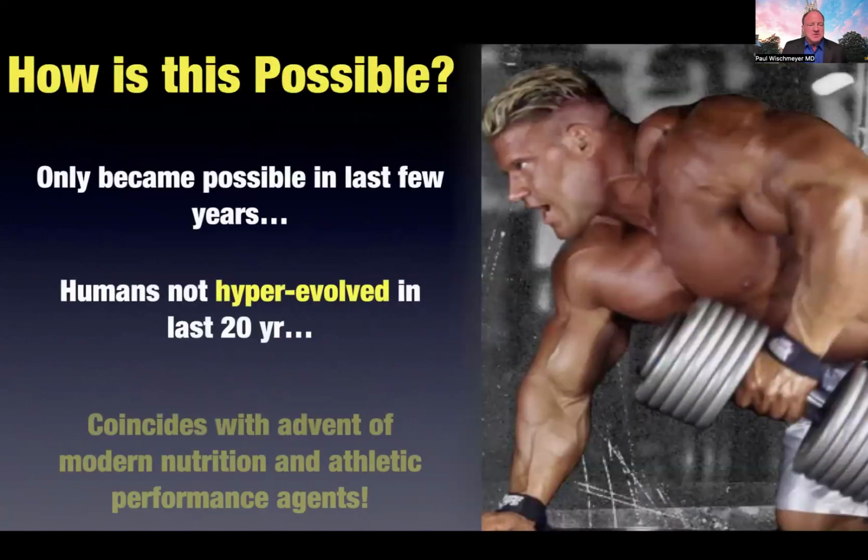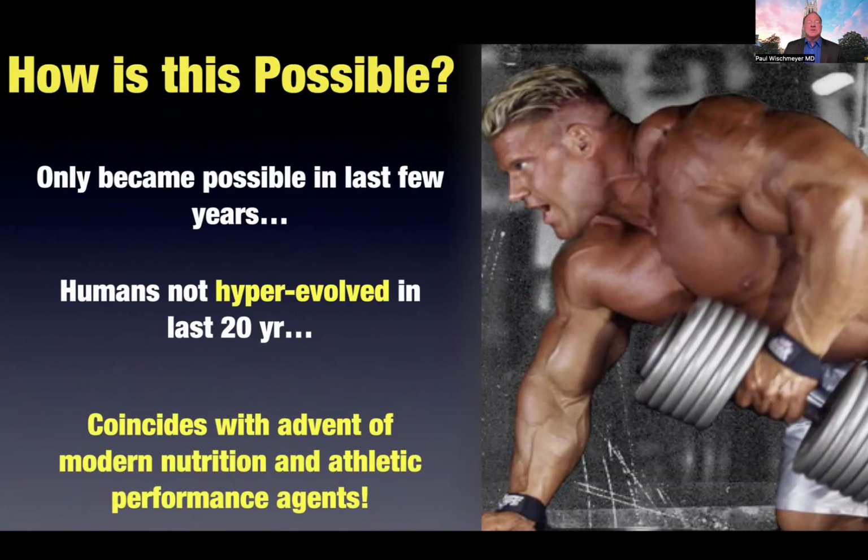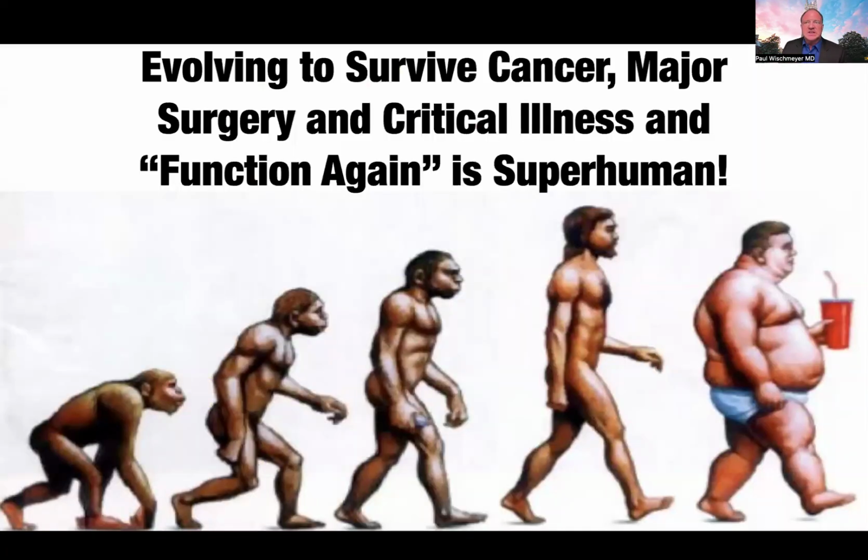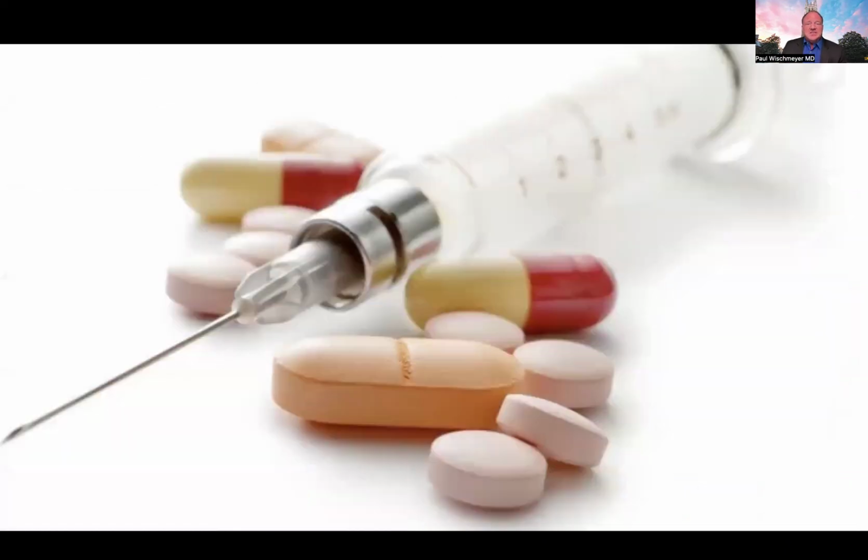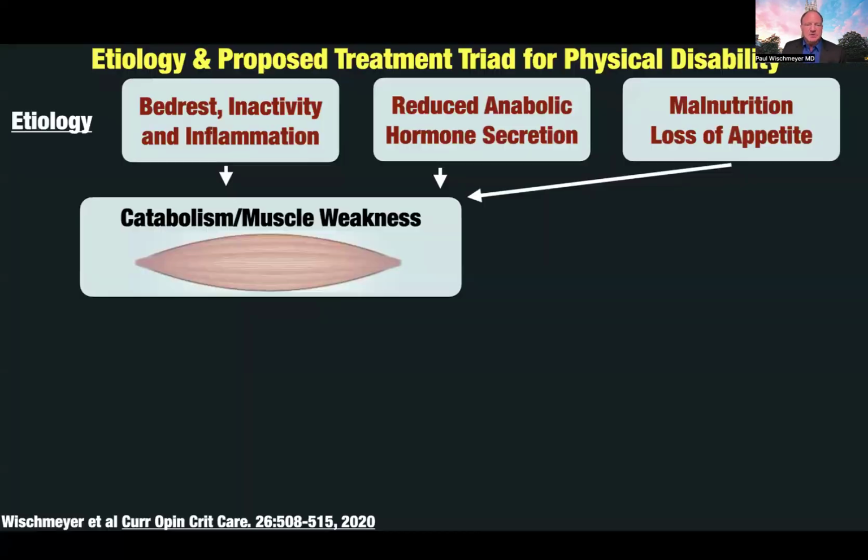This only became possible a few years ago, and a lot of this change has happened over a very short period of time. We have not evolved as a human species in that period of time. This is what performance-enhancing drugs and substances do for us. And so again, evolving to survive major surgery, cancer, what Elijah went through, and critical illness is superhuman. And so again, it takes other interventions besides just nutrition and exercise to optimally recover our patients.